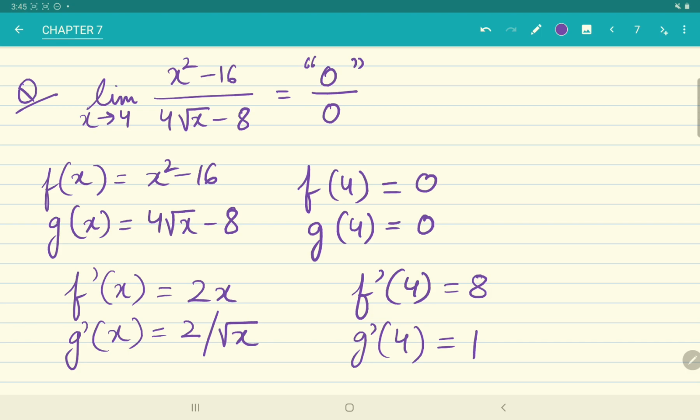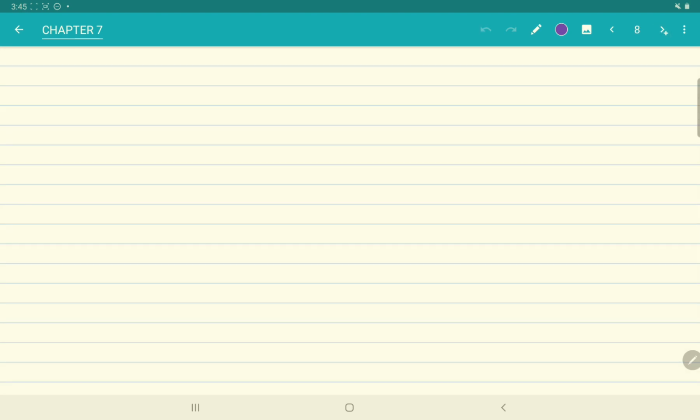Now you just have to apply the L'Hopital's rule directly. So here I write this is equal to f prime 4 divided by g prime 4, which is nothing but 8 by 1, and that is 8. So now the calculation becomes much easier with the help of the L'Hopital's rule. Let's take up one more question.